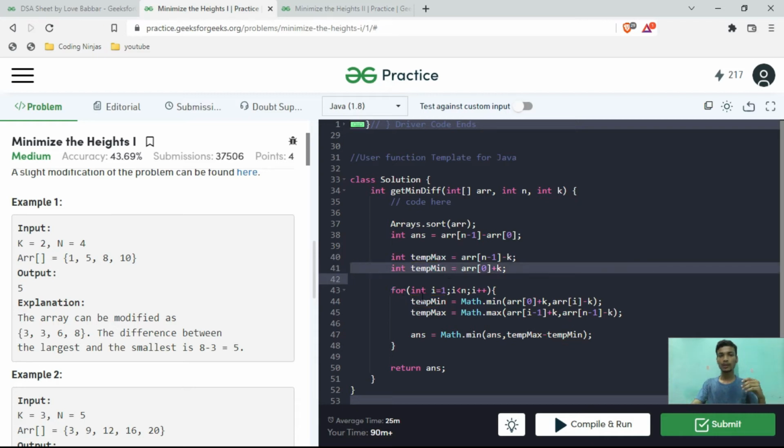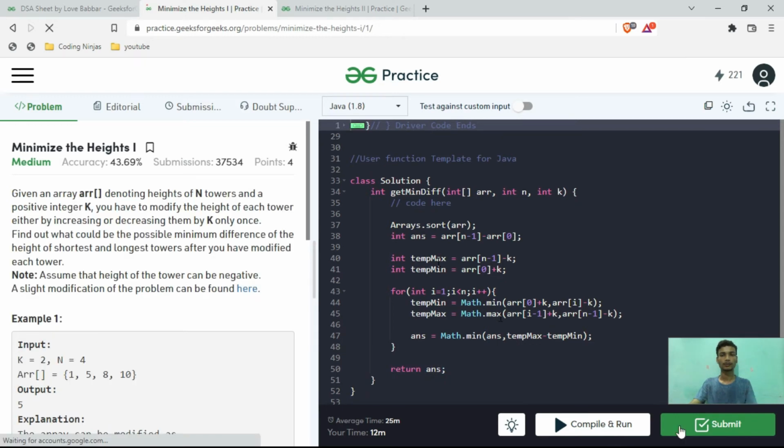This is the line. And there is a for loop for traversing each tower height to find whether any minimum from the initial minimum is found or not, and any maximum from the initial maximum is found or not. Here temp min is updated if any minimum height from the initial height is found, otherwise it remains unchanged, and temp max is updated if any maximum height at index i minus 1 is found. The answer becomes the minimum of the previous answer and the difference of maximum and minimum. So the answer is calculated here, and we just return the answer. So let's submit the solution.